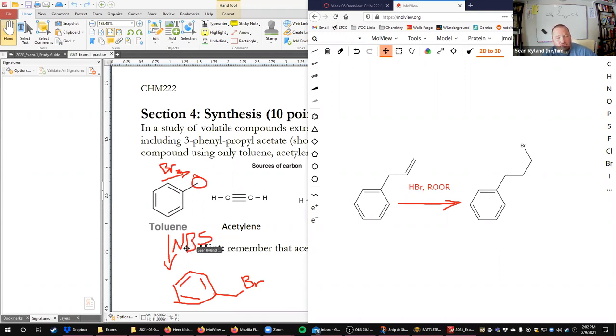Basically NBS, you should only be trying to use NBS if it's going to be a free radical bromination, which if we're trying to do an addition is not usually what we want. We want it to be an addition and we want to be anti-Markovnikov. So we're still going to go through somewhat of a free radical mechanism, but not using NBS because NBS would only add in this position in between the two here.